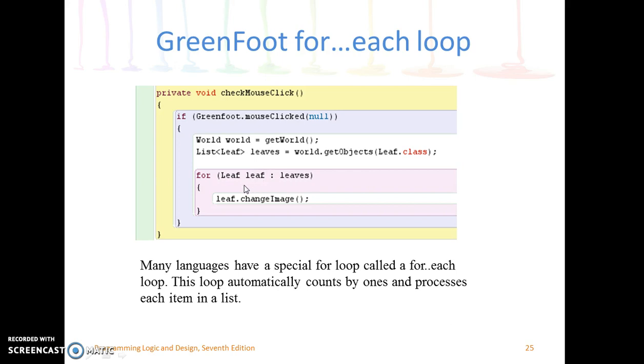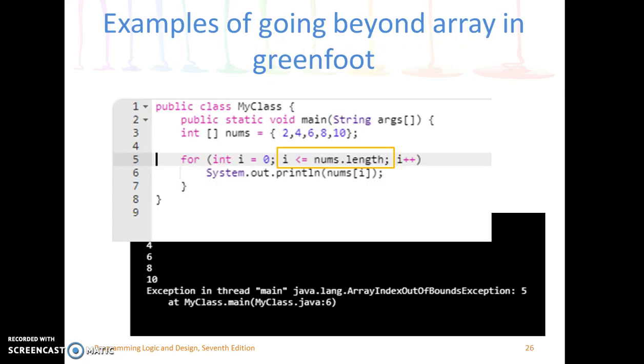So this is going to say basically, for every piece of data of type leaf in leaves, I'm going to process it, and every time it goes through the loop, it actually pulls out the next element. So it pulls out the next leaf. It takes a whole entire list of leaves and processes all of them using this. It's a special loop. Another example of going beyond the array bounds is less than or equal to, and here is the error message that you get.